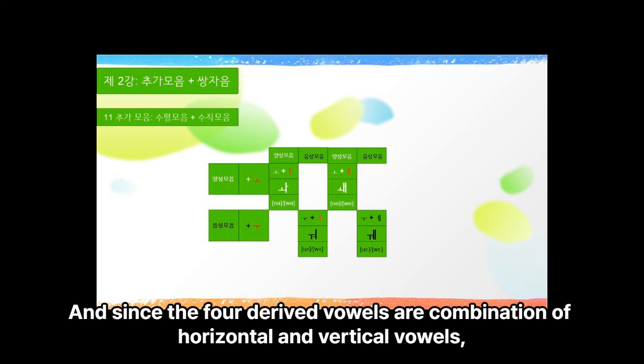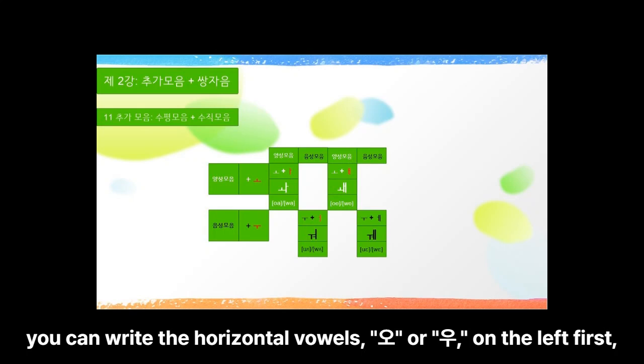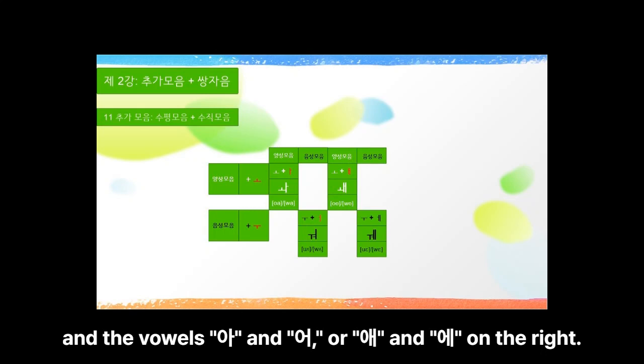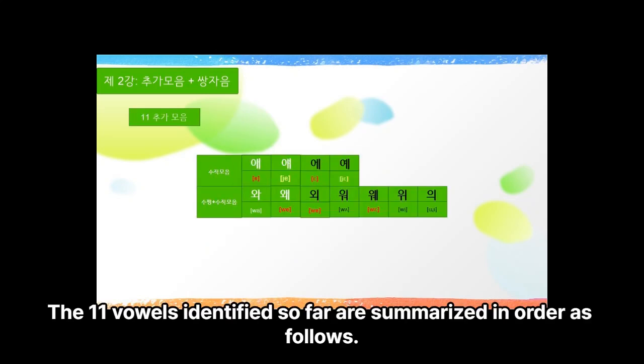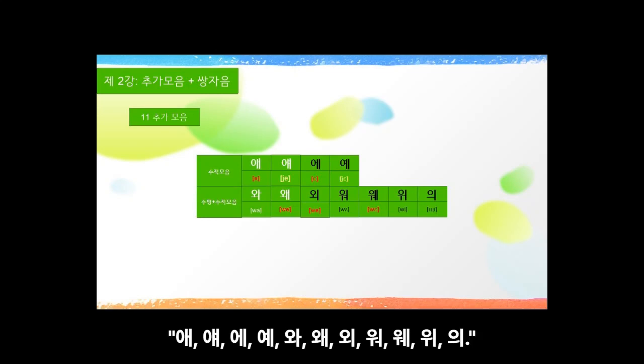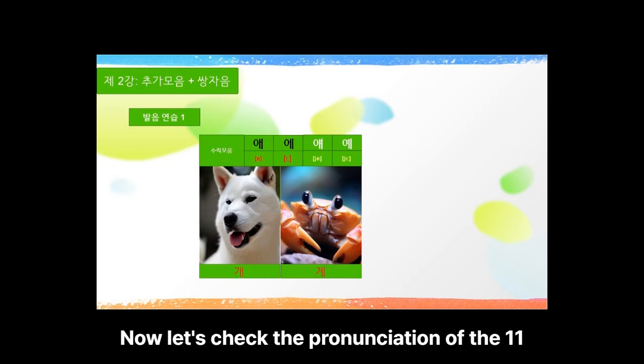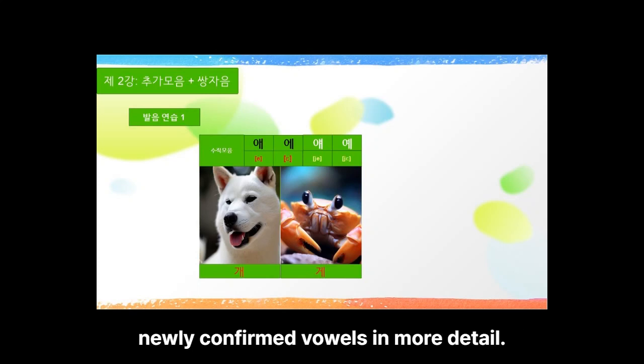And since these 4 derived vowels are a combination of horizontal and vertical vowels, you can write the horizontal vowels, o, or wu, on the left first, and the vowels, a, and or a, and e, on the right. The 11 vowels identified so far are summarized in order as follows. Now, let's check the pronunciation of the 11 newly confirmed vowels in more detail.